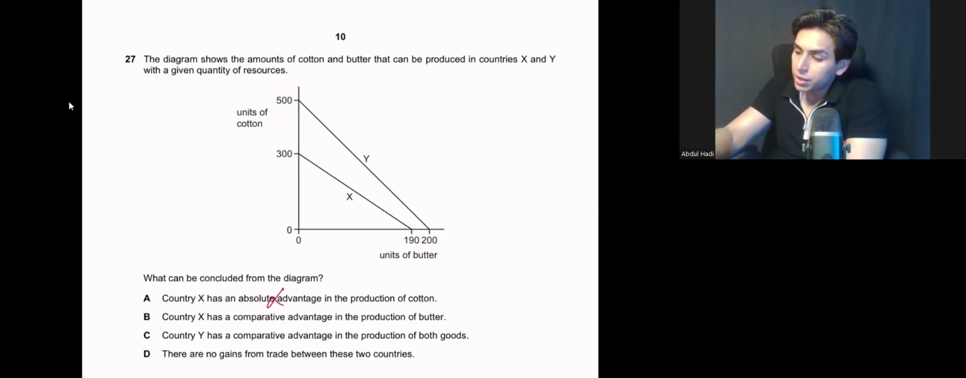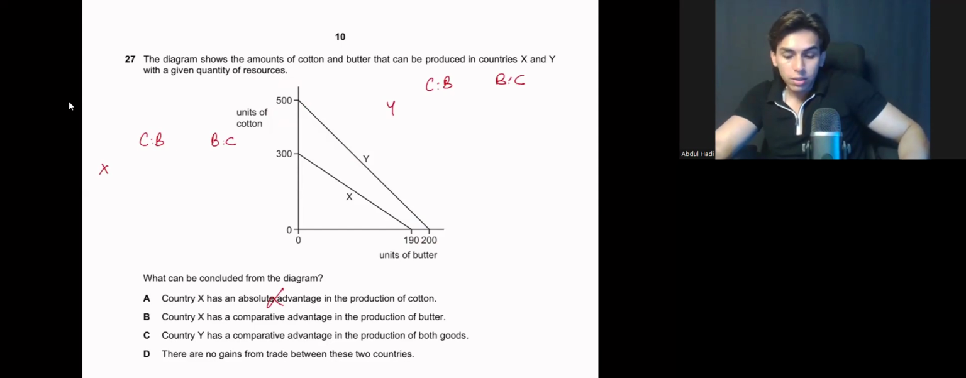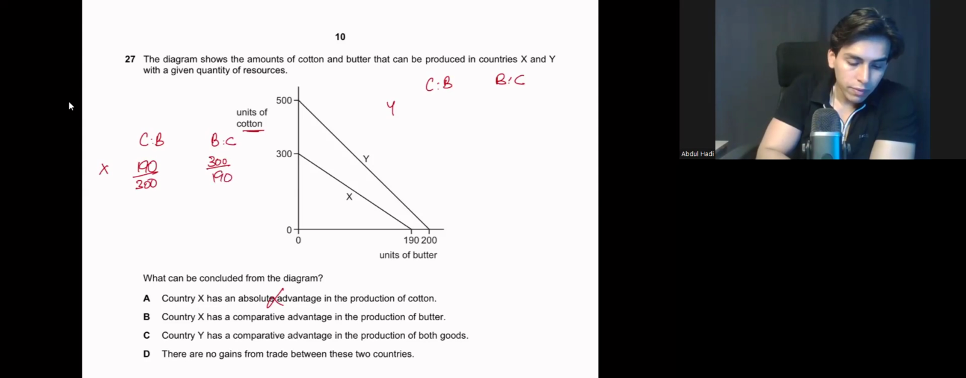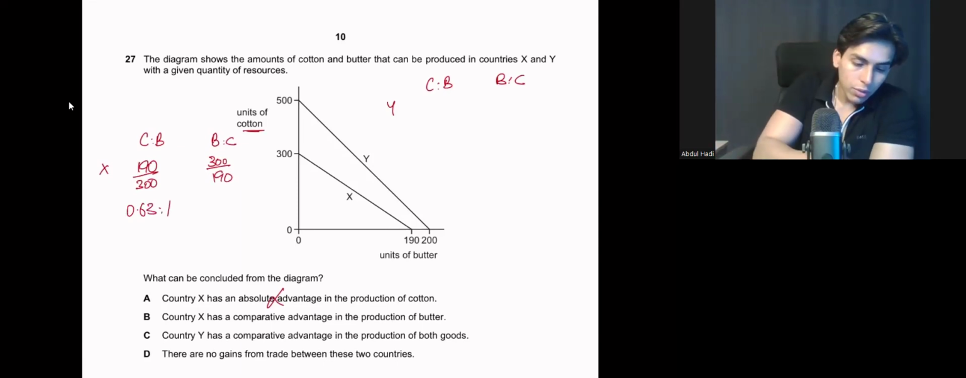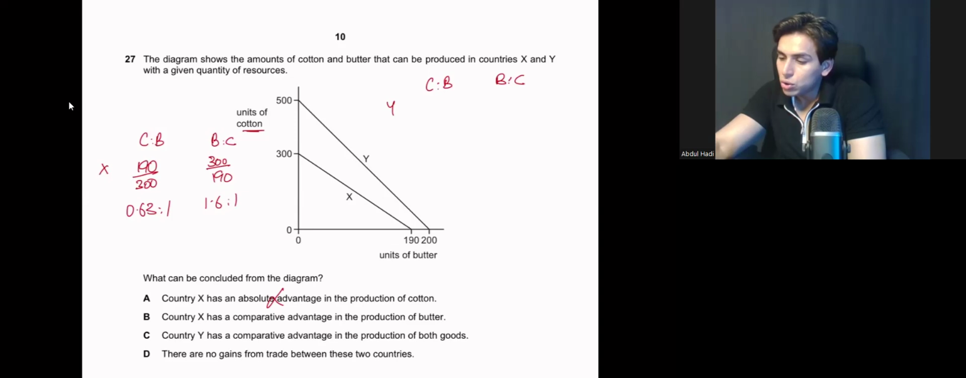All right, so we are going to take ratios of cotton is to butter and then butter is to cotton. Here I'm using country X, and here I'm using country Y. All right, let me use my calculator. Let's calculate cotton is to butter first. This is cotton, right? So the ratio will be 190 over 300, and butter over cotton means 300 over 190. So 190 over 300 is 0.63 is to 1, right? And 300 over 190 is 1.6 is to 1.